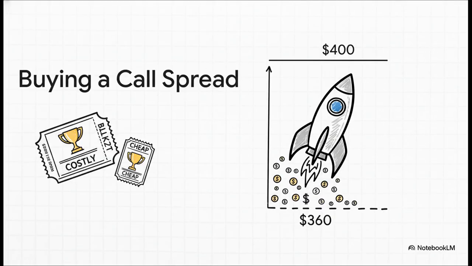So here's how this works. The trader is betting that the stock is going to rise above $360, and their profit zone is specifically between $360 and $400. So why cap the profits at $400? Well, think of it like this. It's like betting on a horse to win, but you agree to a smaller payout if it does. And in exchange for that, you get a much, much cheaper ticket to place the bet. It's all about managing the cost of the trade.